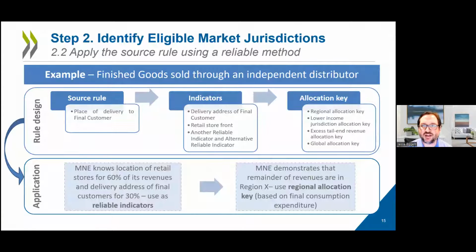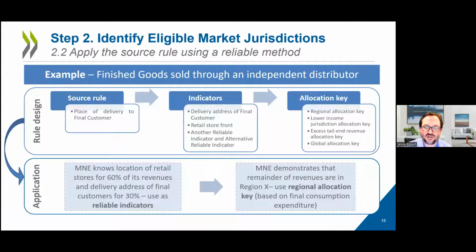And there are also some allocation keys that can be used in the situation in which no reliable indicators are provided. And you'll see those on the slide. They include a regional allocation key and a variety of others that I think we won't go into because they end up getting quite complicated to cover all of them, but for purpose of an example.